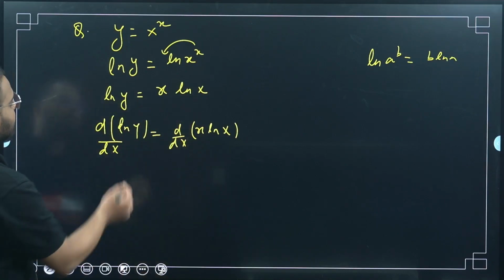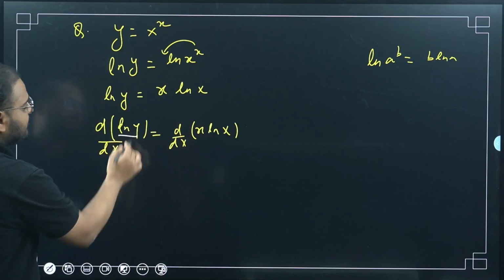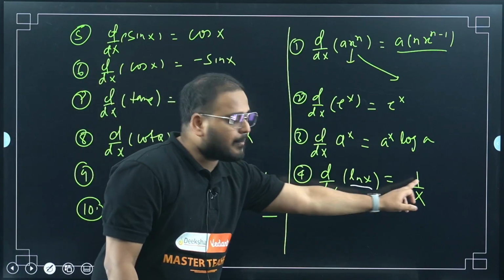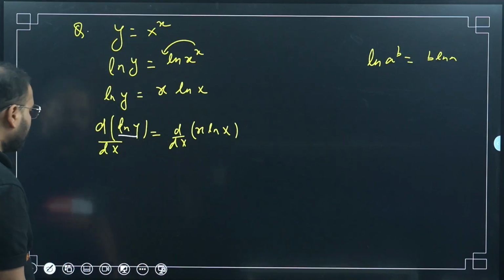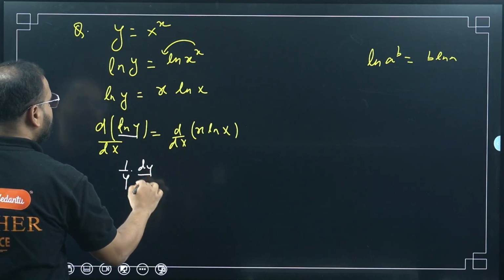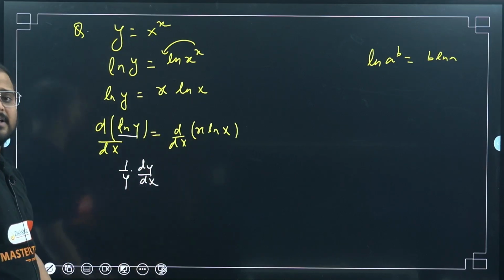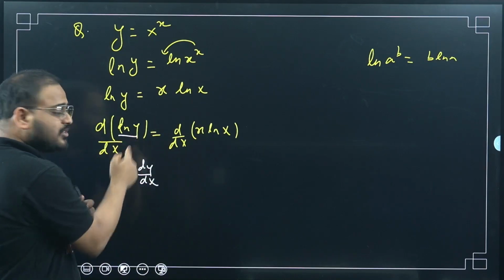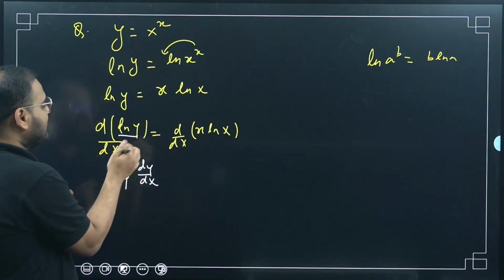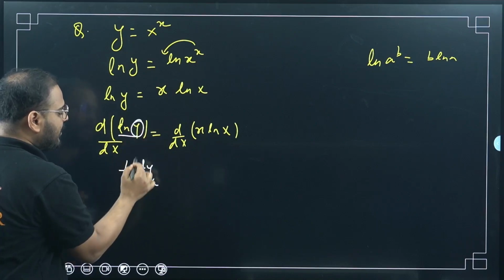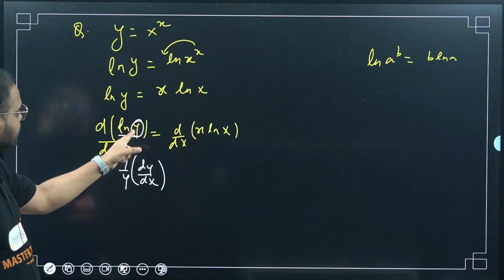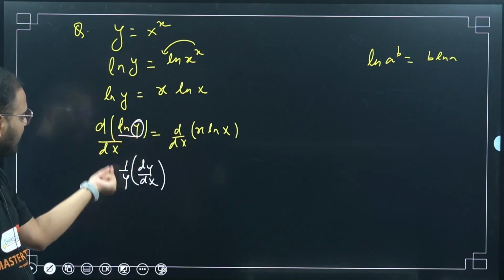Now what are you going to do for this part? Differentiation of ln y is 1 by y. I'll write it as 1 by y dy by dx. Why dy by dx, sir? Because this function is not in the form of x, it's in the form of y. So I have to do the differentiation of y also. Chain rule we have to apply.